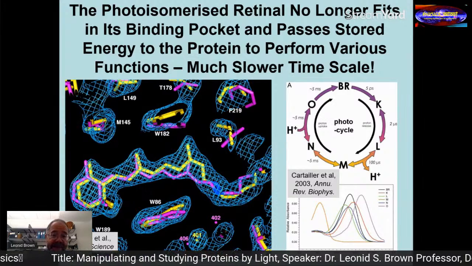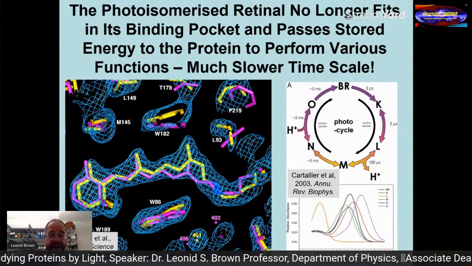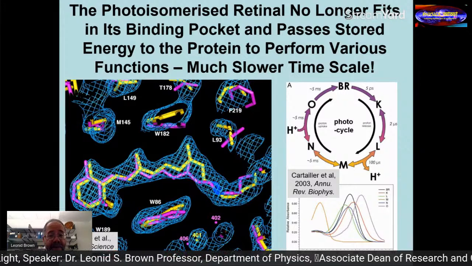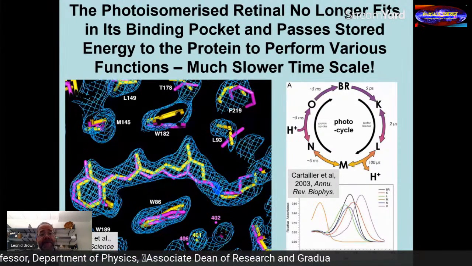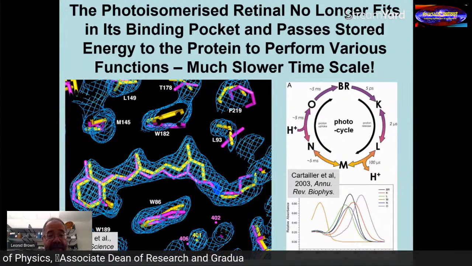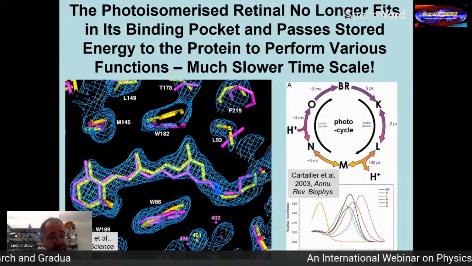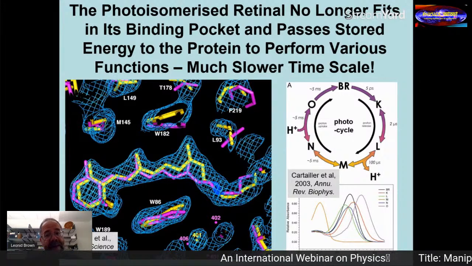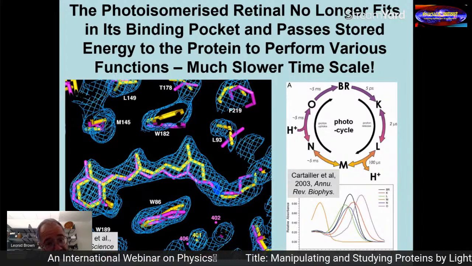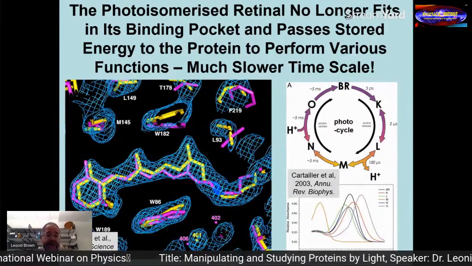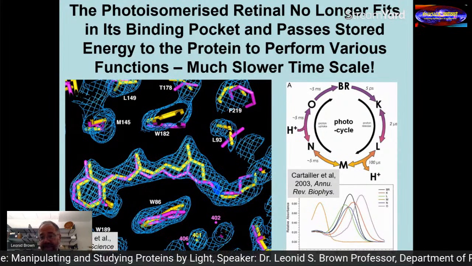So what happens as a result? The stored energy is slowly dissipated. And when it dissipates, it goes through a number of thermally metastable states, which we call photointermediates. These states are distinct spectrally, so we can distinguish them by their color. Different spectra, you can see some more yellow, some more blue, some more red. And they are also distinct kinetically. Some form on the picosecond scale, some on the microsecond, some on the millisecond.